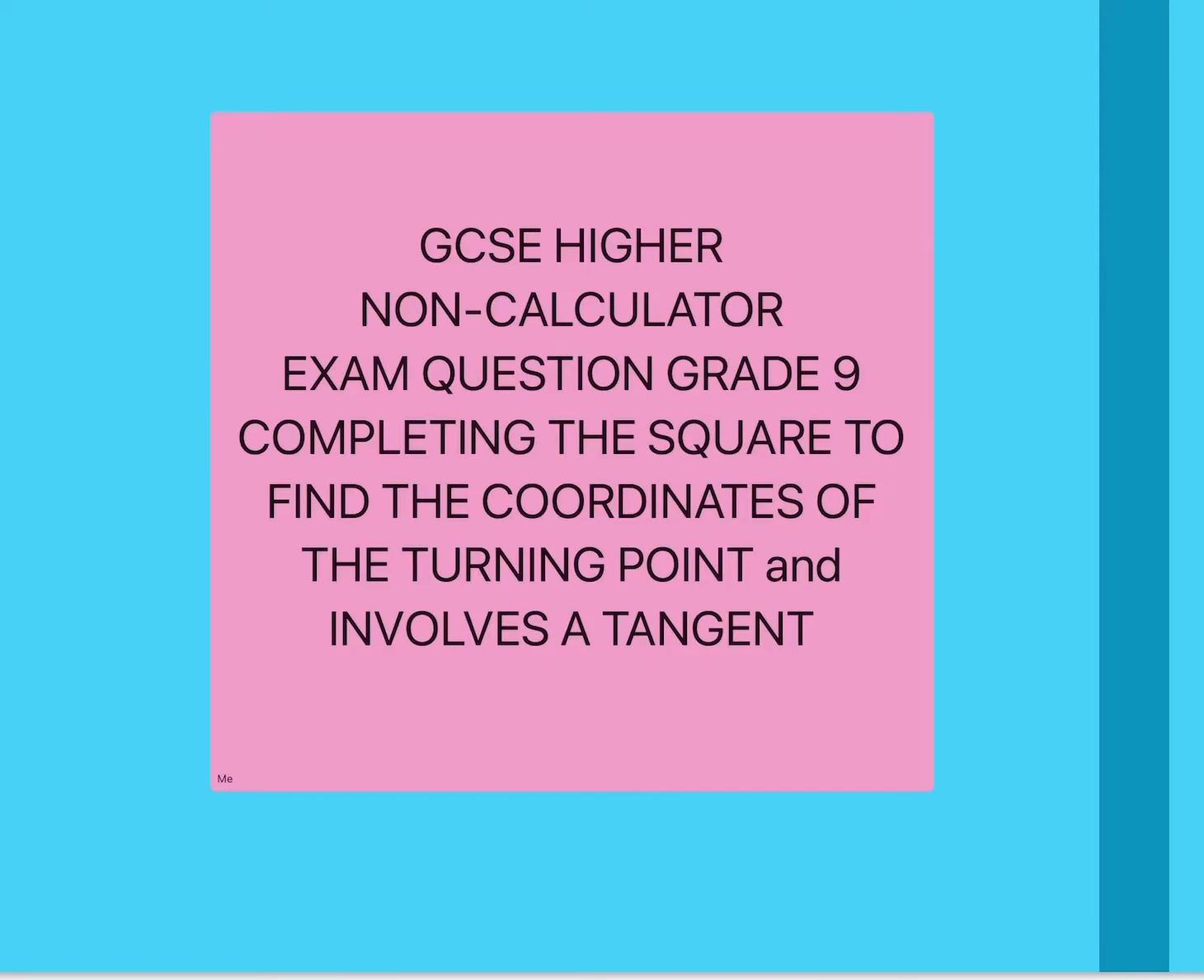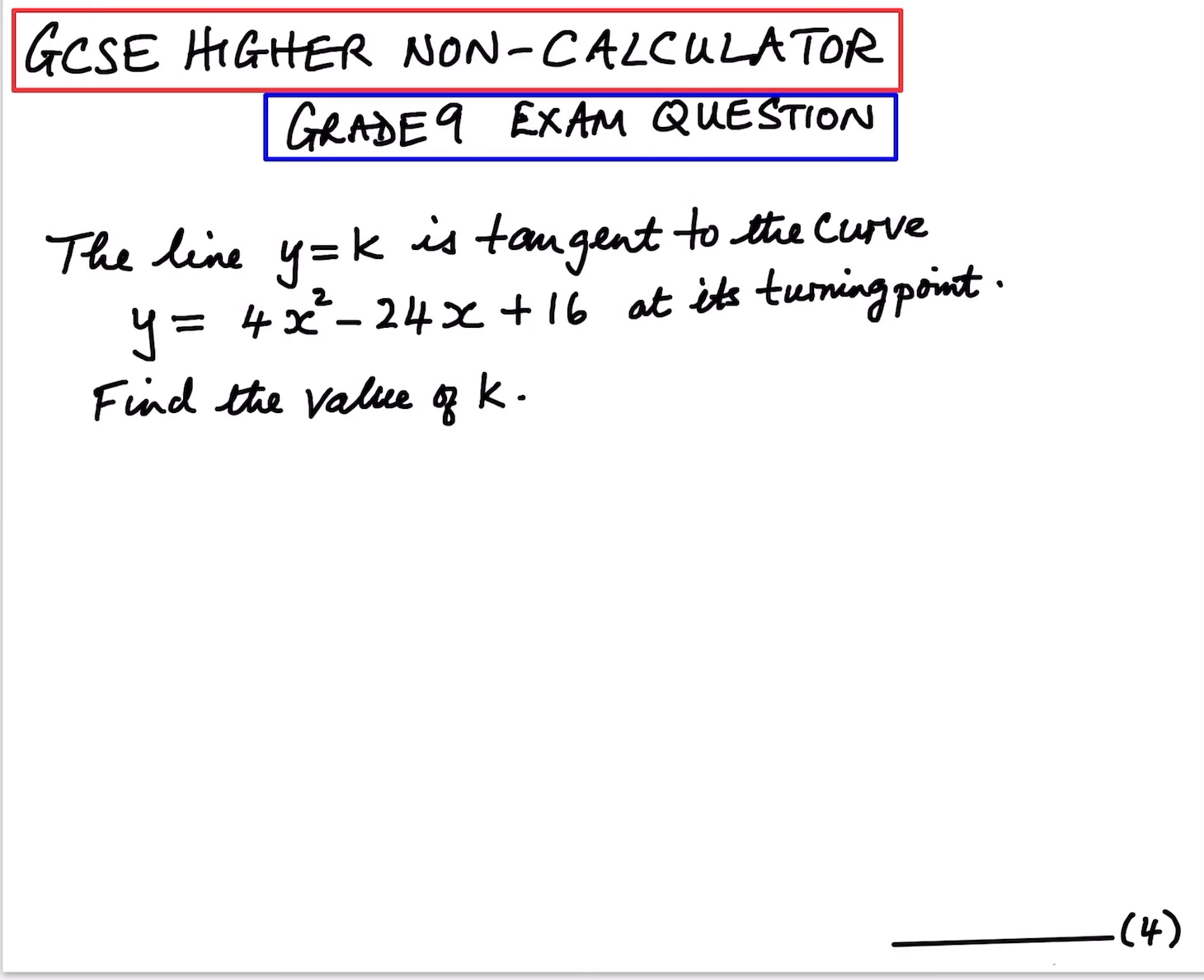Hi, in this session we're going to look at an exam question, grade 9 higher, non-calculator. It involves completing the square and a turning point. Here it is. The line y equals k is tangent to the curve y equals 4x squared minus 24x plus 16 at its turning point. Find the value of k.